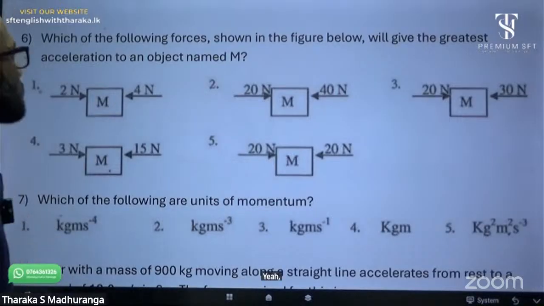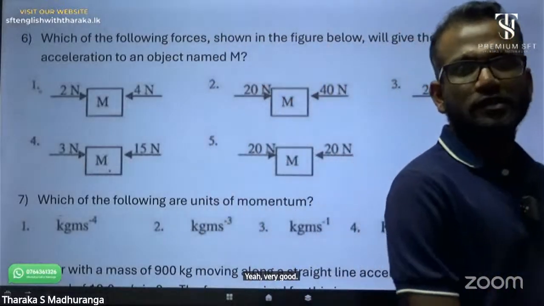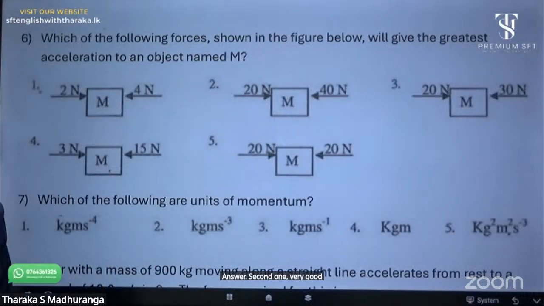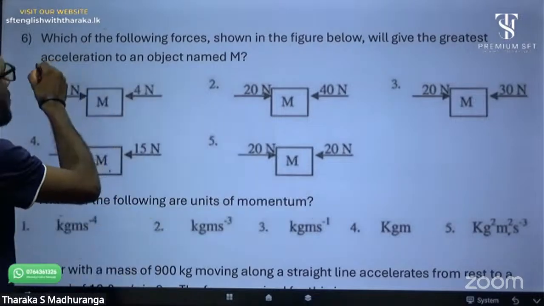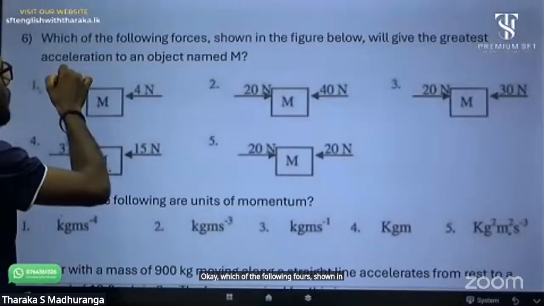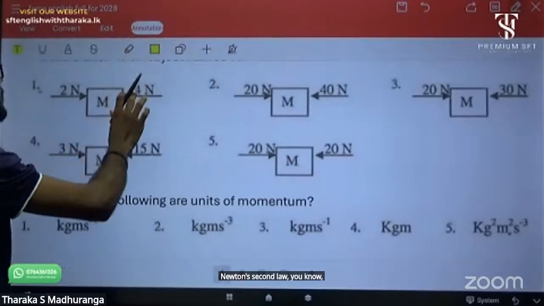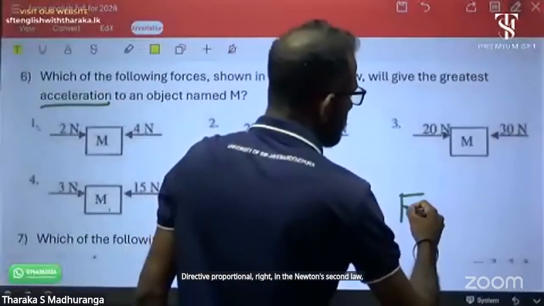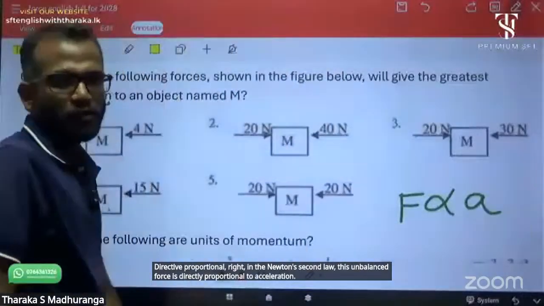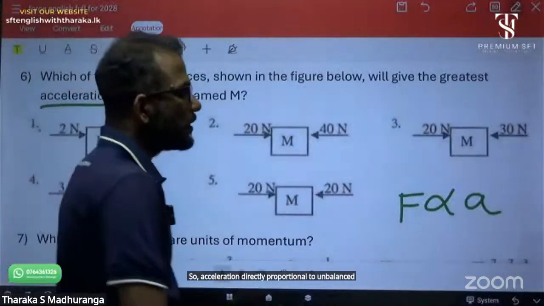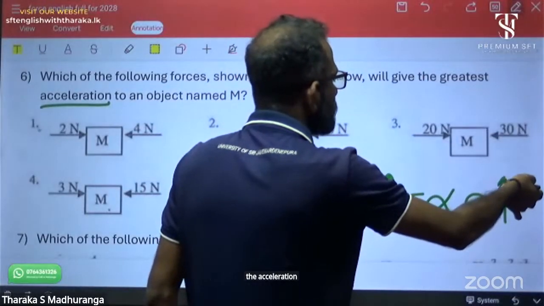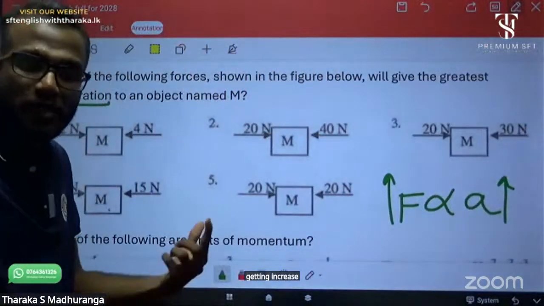Very good. Answer second one. All are correct. Okay, which of the following force shown in the figure below will give greatest acceleration? Greatest acceleration means it's Newton's second law. In Newton's second law, acceleration and unbalanced force are directly proportional, right? Increase in the unbalanced force, the acceleration also gets increased. That's the meaning.